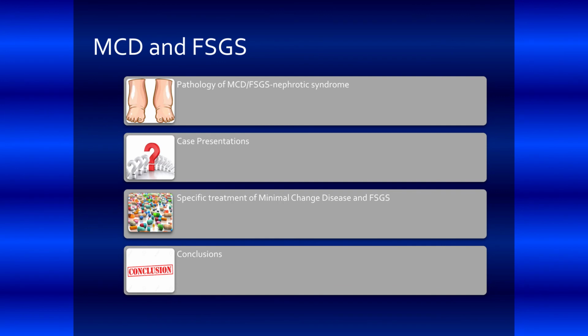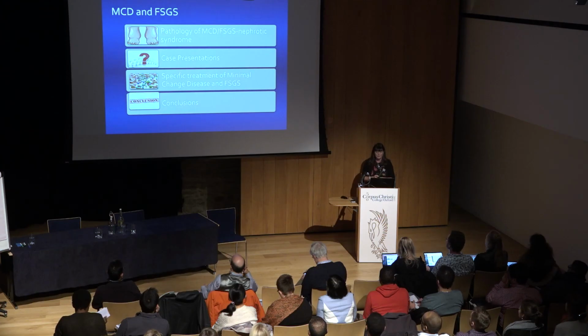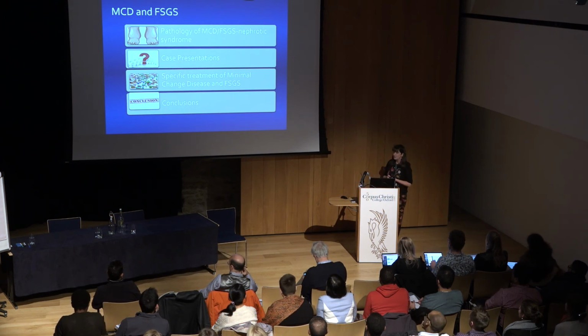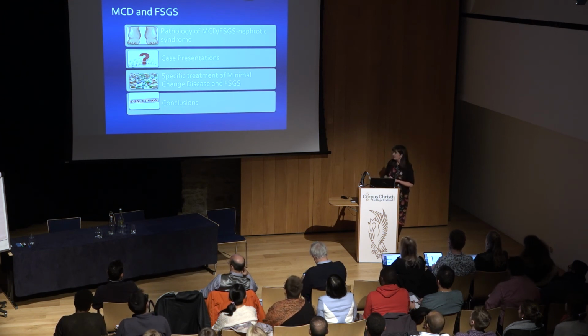So what I'm going to cover today is to start with a little bit about the pathology of minimal change in FSGS and a little bit about nephrotic syndrome in general. We're then going to look at some case presentations and use those to start to think about what treatments are available and how we should choose what we give our patients. And then we'll see if we can come to some conclusions between us at the end for you to take away.